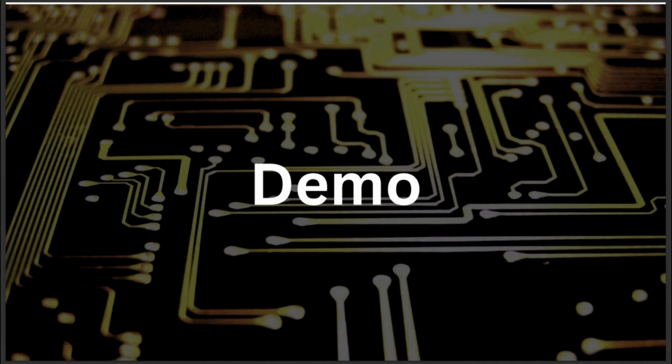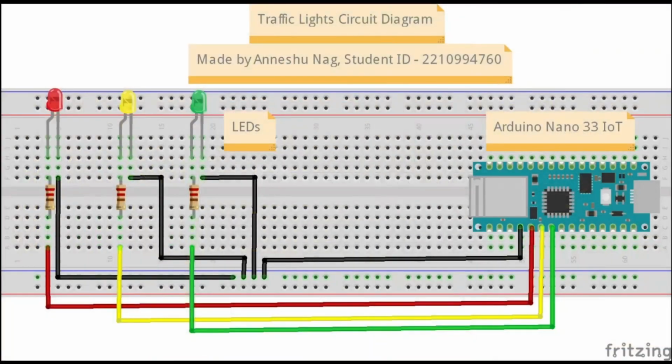Finally, it is time for the demo. As you can see in this circuit diagram, I have connected 3 LEDs to the Arduino. I have utilized 3 resistors to safeguard the LEDs too. When the buttons are pressed, the respective LED glows.